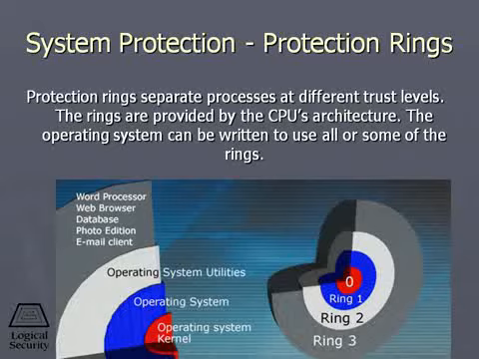Then we're going to look at something called the protection rings. Now, these are conceptual security boundaries. Ring 0 is the kernel. The executive services of the operating system live at ring 1. Operating system utilities and device drivers live at ring 2. And then all user processes live at ring 3. Ring 0 is the most trusted with the greater security domain. Ring 3 is the least trusted with the smaller security domain.